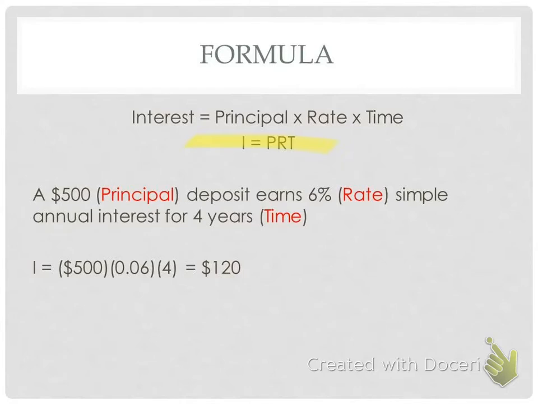I stands for interest. P stands for principal. R, rate, and T for time in years. So what happens if my time is in months? I have to figure out how much of a year that is. So I always divide the months by the years to get a decimal value. And I want you to round to the nearest hundredth whenever it's a decimal that extends past the hundredths place. All right, so that's my formula.